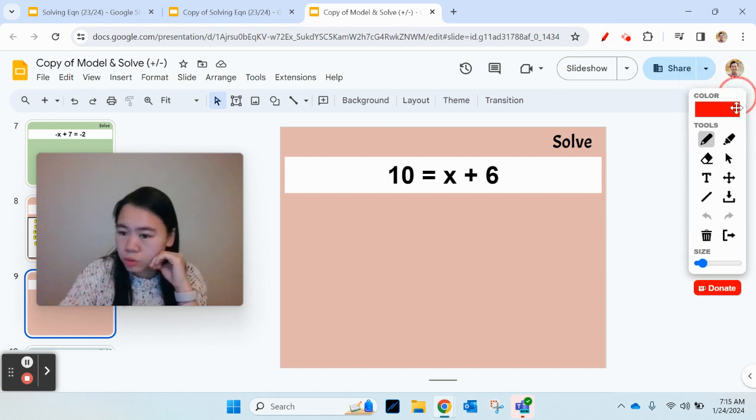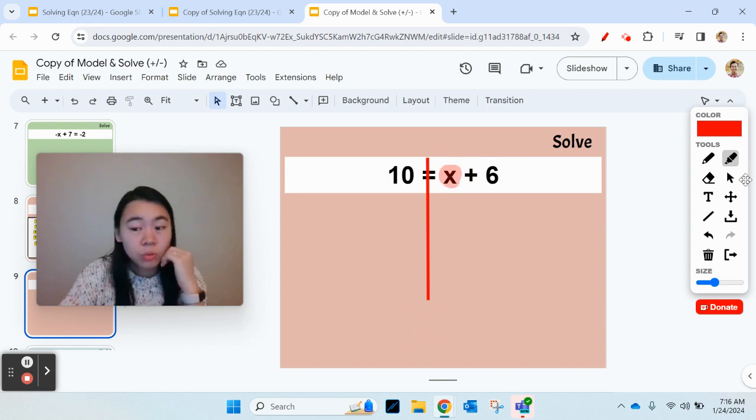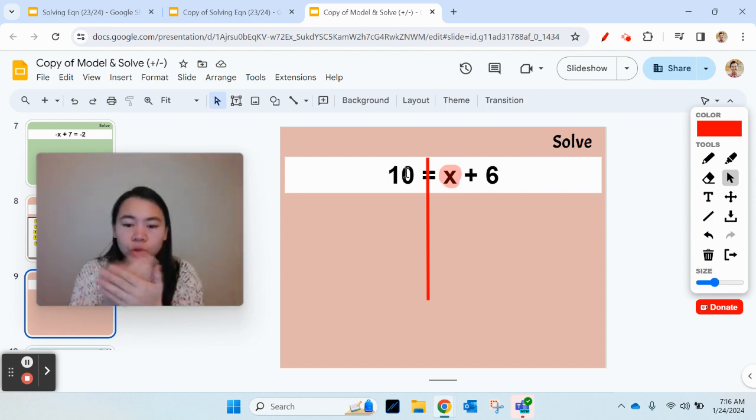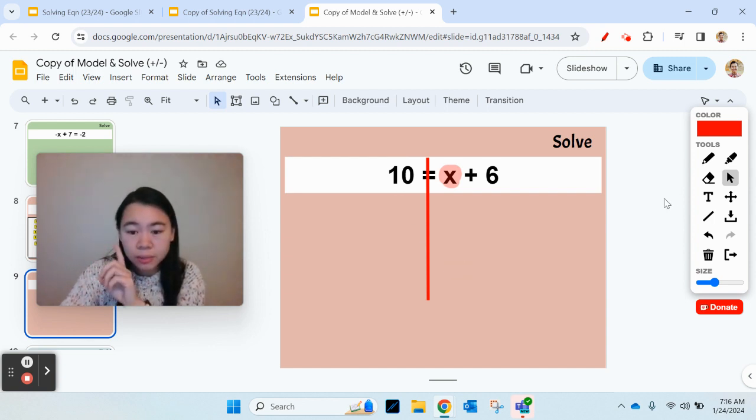Okay, let's solve. We're going to solve the same way every time. Draw your line down your equal sign. I'm going to highlight my variable. Your variable's on the right this time. So we're not worried about the x. We want to see what is happening to your variable. We're not worried about this 10. We're not doing the opposite of 10. We want to do the opposite of what's happening to your letter.